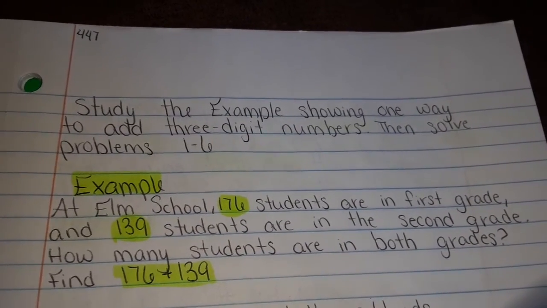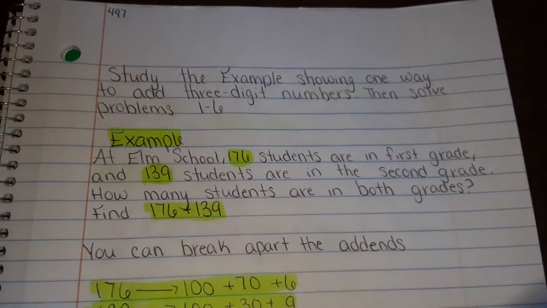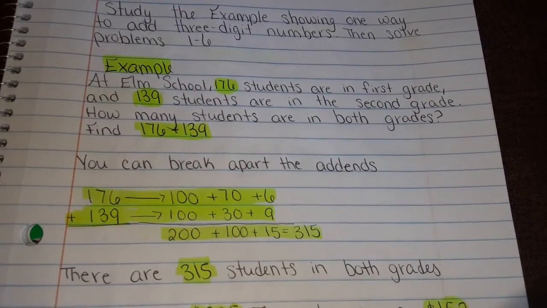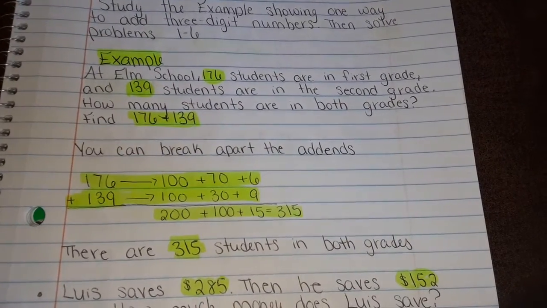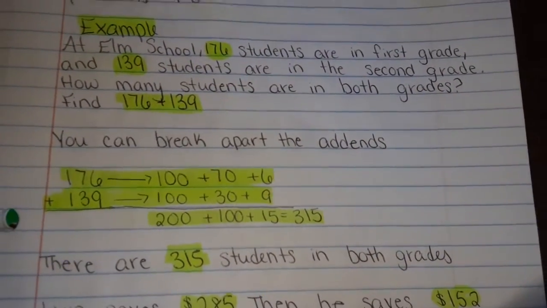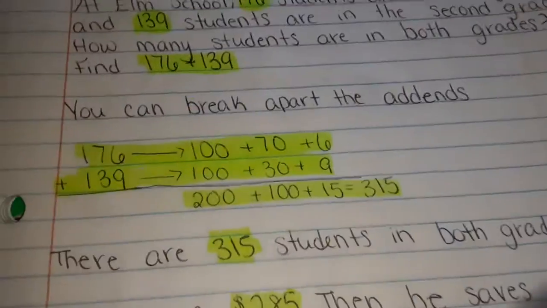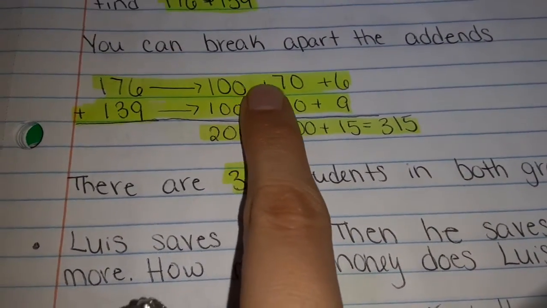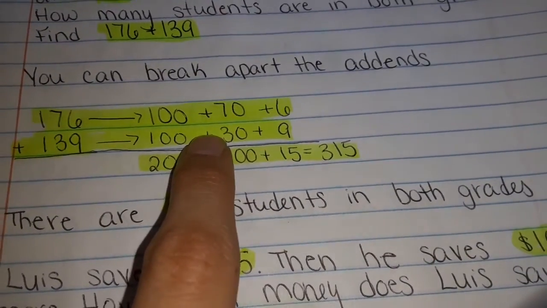Study the example showing one way to add 3-digit numbers. Then solve problems 1 through 6. Example. At Elm School, 176 students are in first grade and 139 students are in the second grade. How many students are in both grades? Find 176 plus 139. You can break apart the addends. 176 plus 139. 100 plus 70 plus 6. 100 plus 30 plus 9.